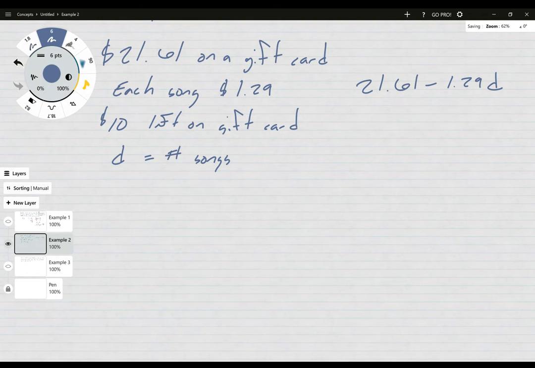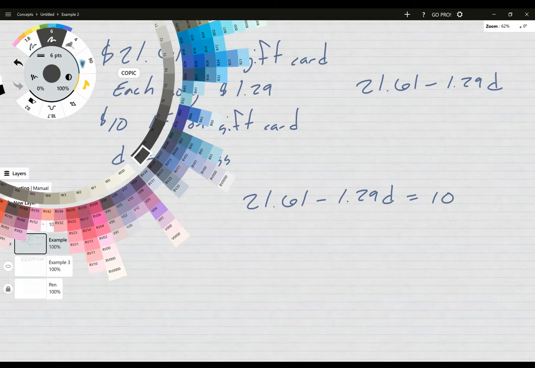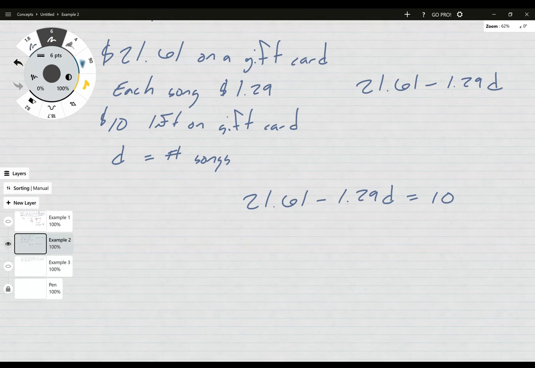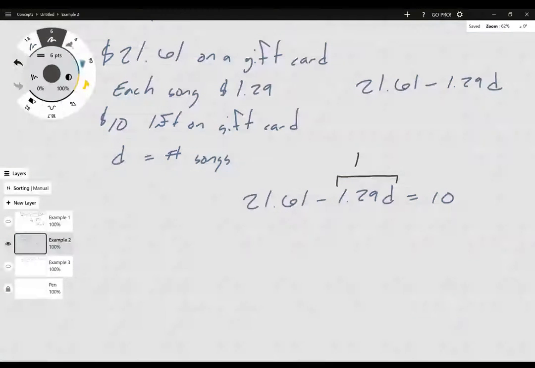So this is an expression, but when it's an equation, it has an equal sign. And we want it to equal $10 because that's how much you want to have left on the card. So let's rewrite it down here. I have $21.61, subtract the $1.29 multiplied by d, and we want to make sure there's $10 left, so we're going to make that equal $10. This represents the total cost of songs.